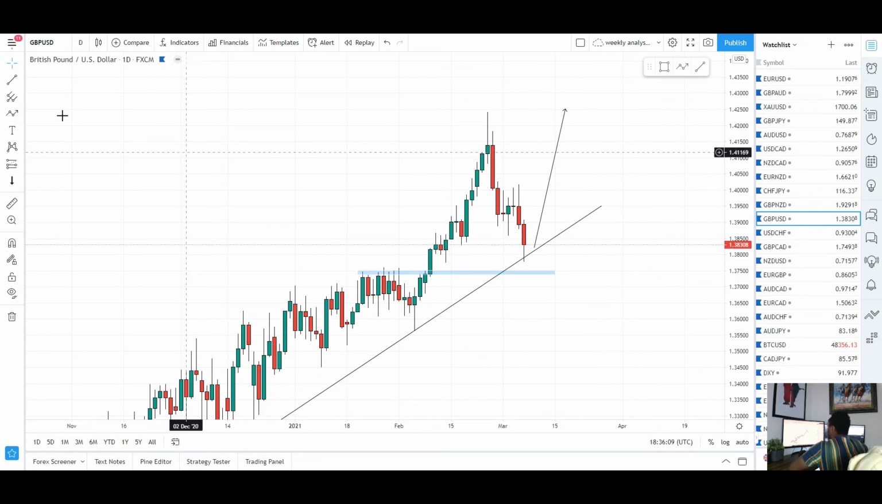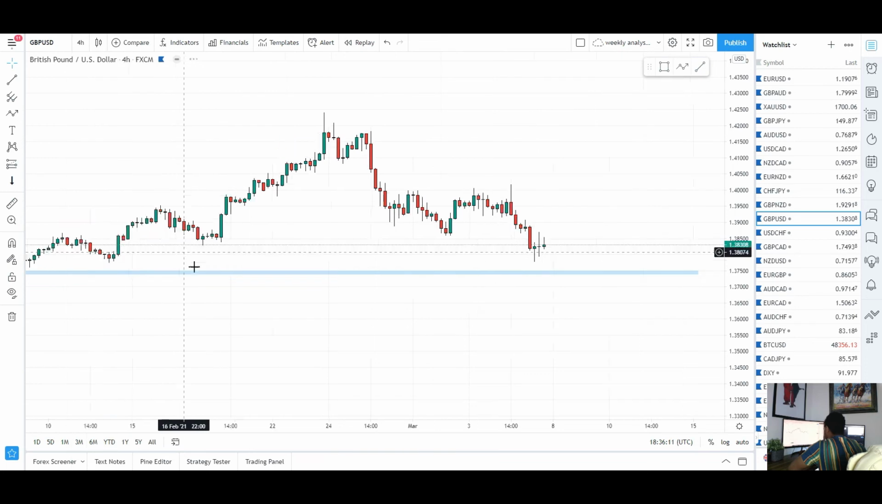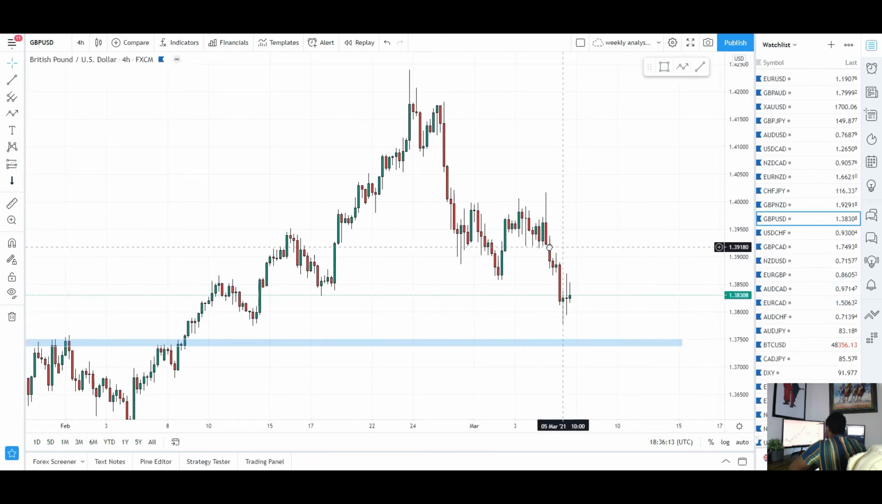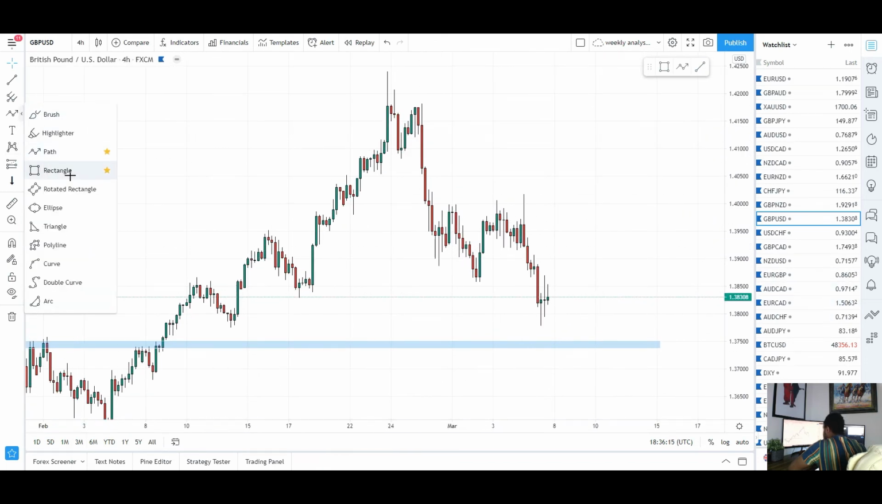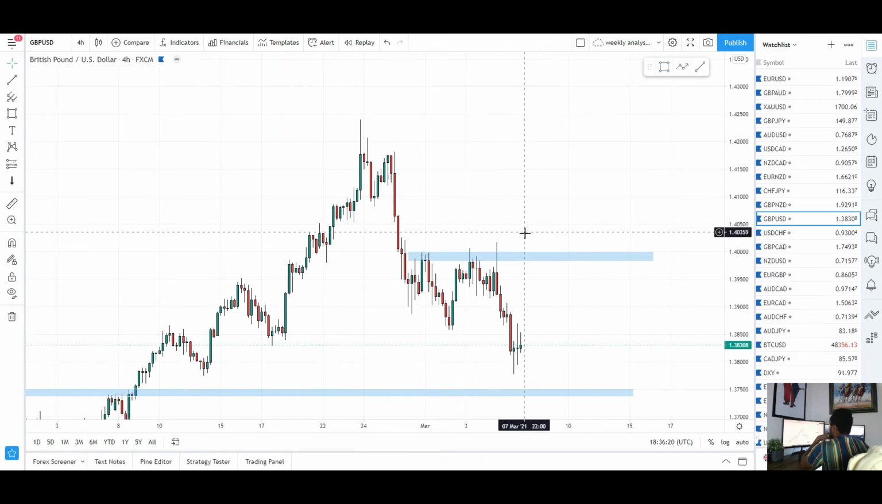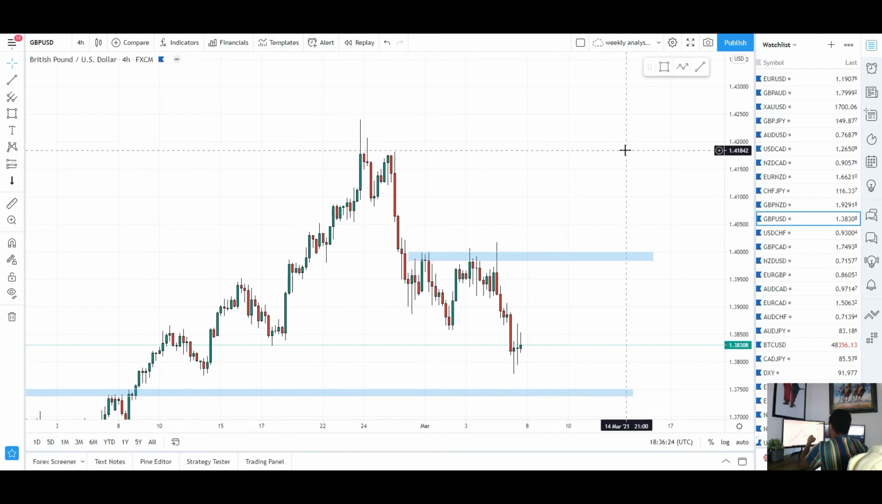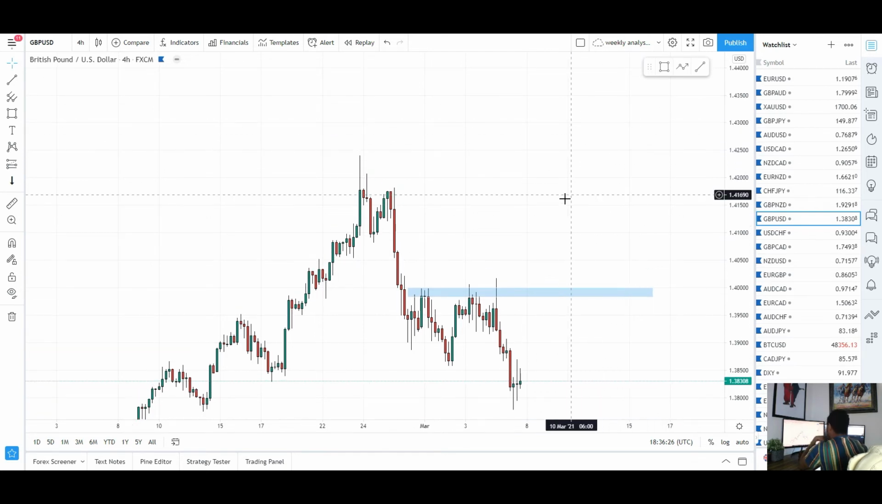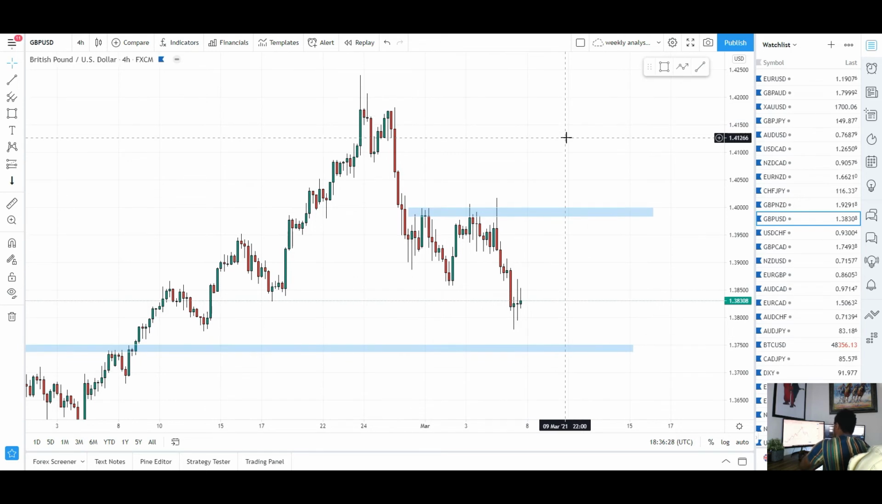And if you do take out this level here on the 4H, which is around 1.4, this resistance here, take out that resistance for GBPUSD, we're coming all the way back to highs for GBPUSD, back to 1.42, and potentially go and test 1.43 after that for GBPUSD.